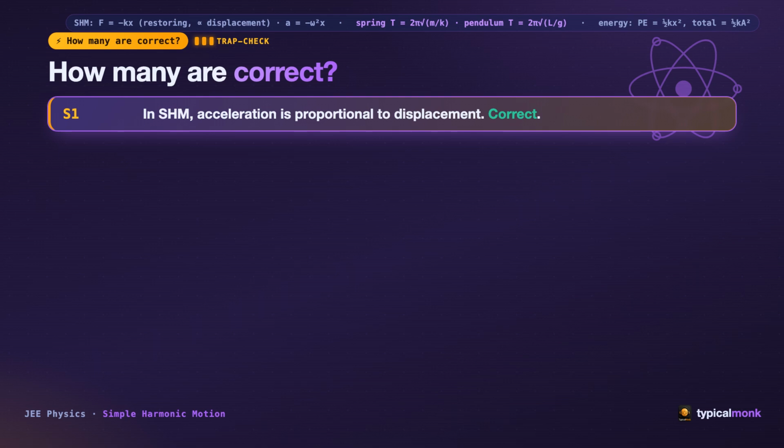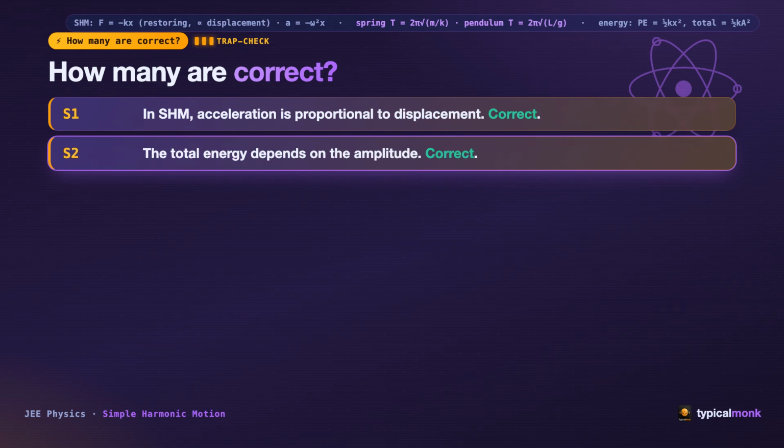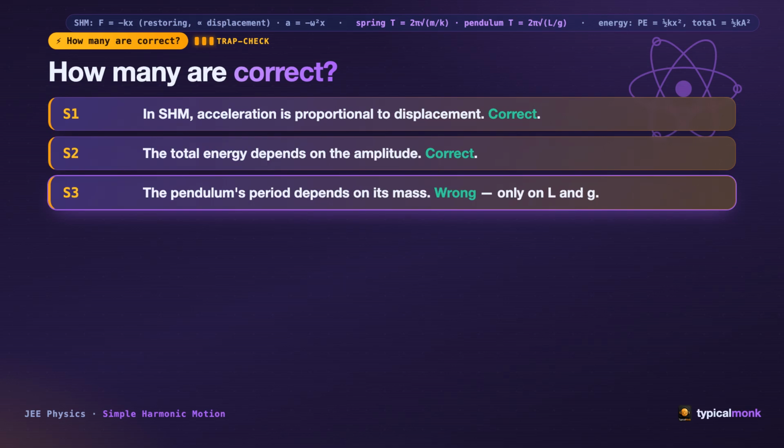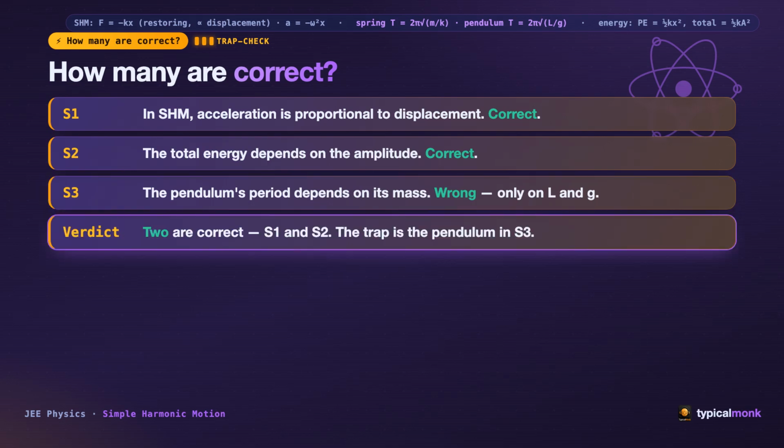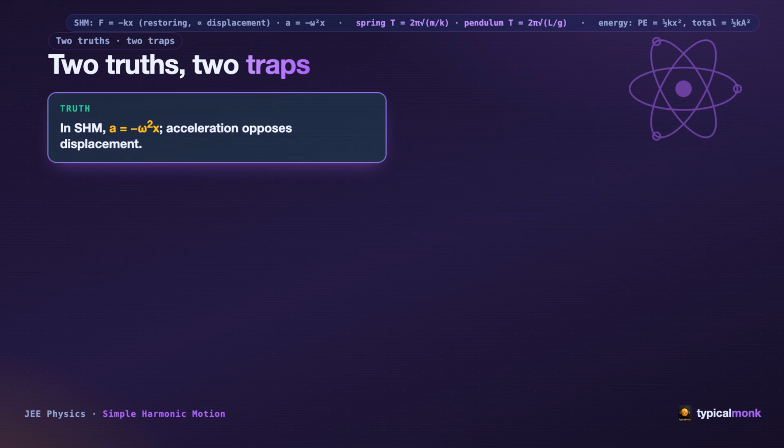Now, how many of these statements are correct? Statement 1. In simple harmonic motion, acceleration is proportional to displacement. Correct. Statement 2. The total energy depends on the amplitude. Correct. Statement 3. The pendulum's period depends on its mass. Wrong. It depends only on L and g. So the answer is 2 are correct, statements 1 and 2. The trap is the pendulum in statement 3.